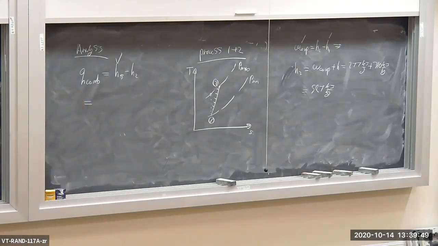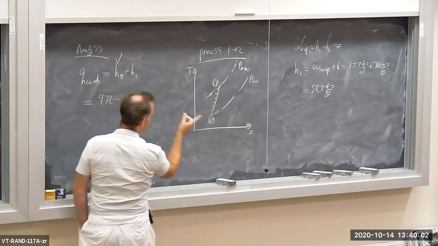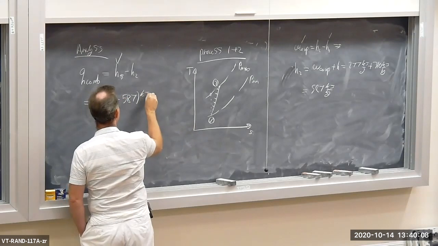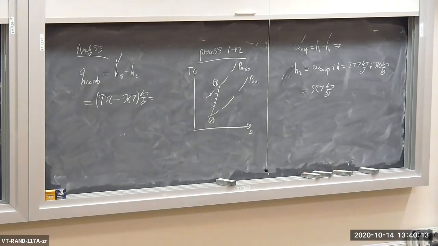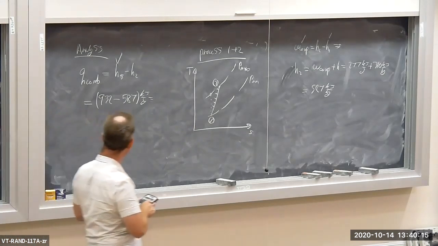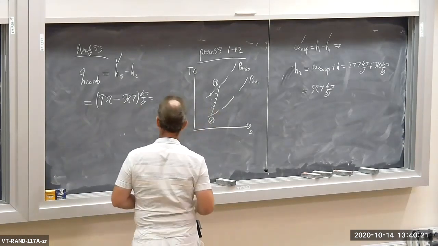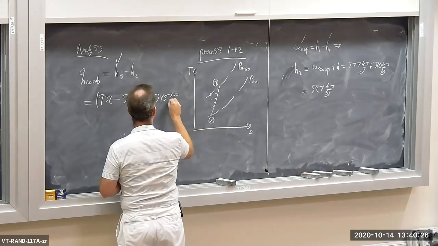H3, what was H3? As I recall, that was H at temperature T3, which was 900 degrees. So I get 932 kilojoules per kilogram, minus H2, which is 587 kilojoules per kilogram. And I get the heat addition. Heat addition is 932 minus 587, or 345 kilojoules per kilogram of airflow.